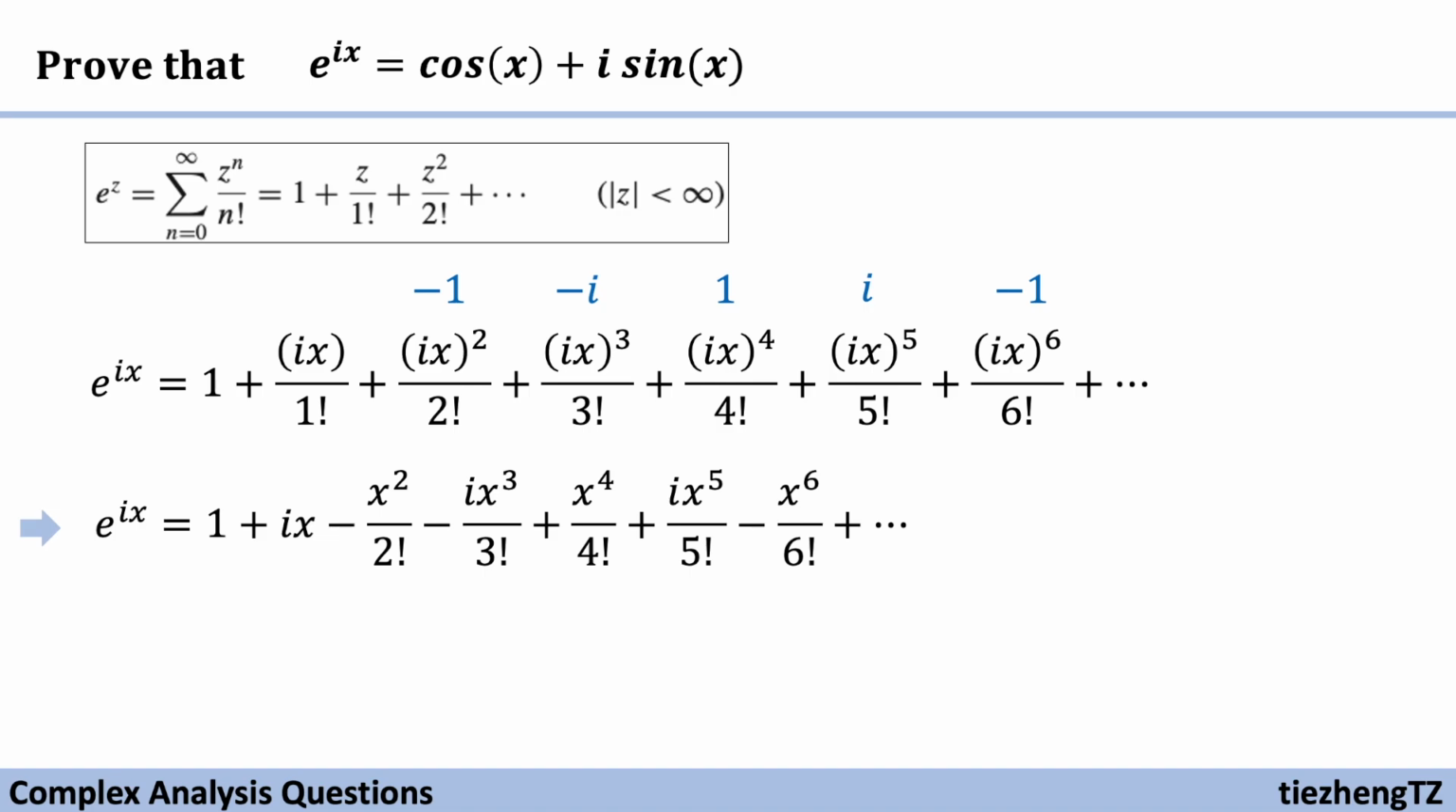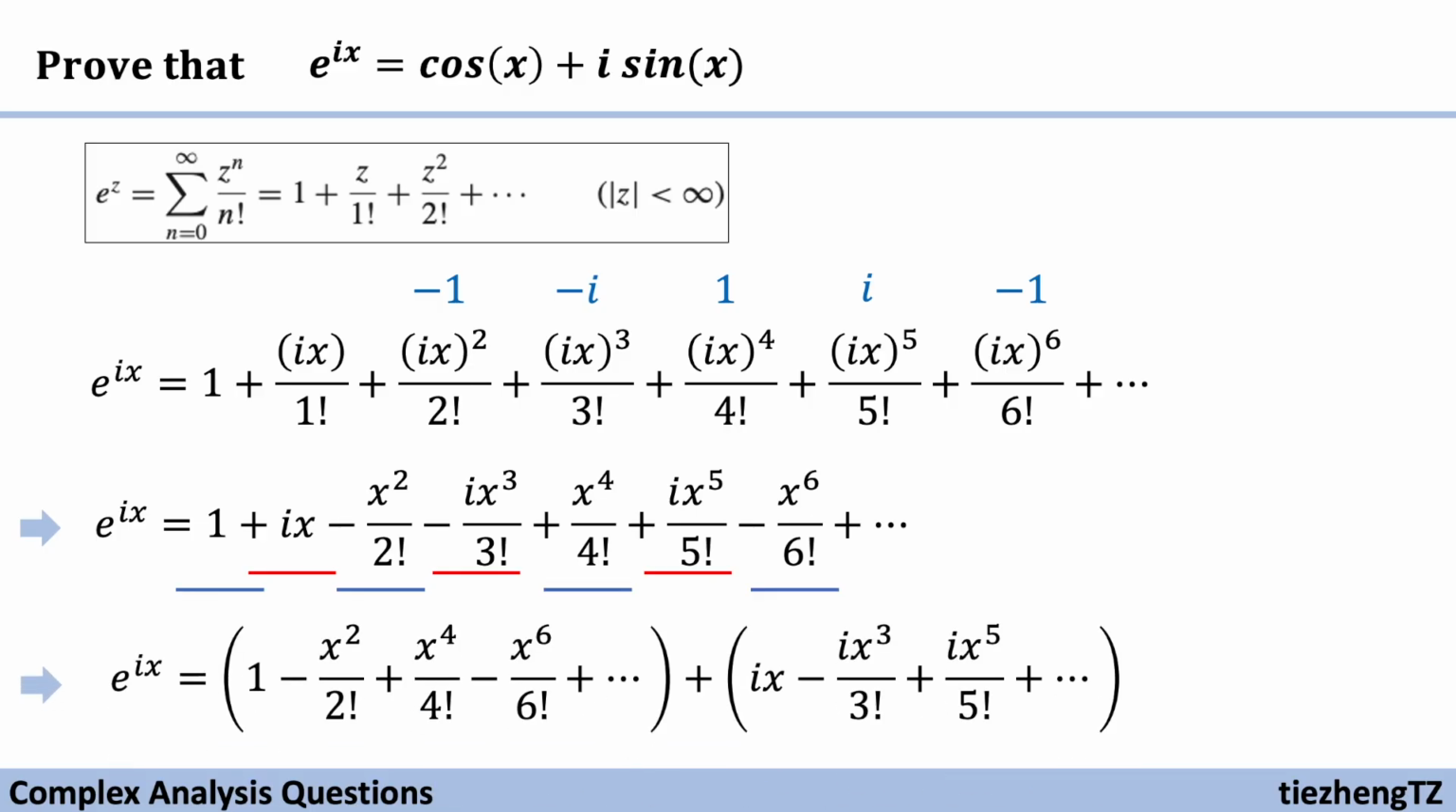And in this step, we need to rearrange this function. Let's make those parts which have even numbers in the denominator into one group. Here I marked them with blue lines underneath. And let's make the other parts the second group. So e to the power of ix can be rewritten using these two parts, the blue one and the red one. You can double check to see if there are any mistakes I made.